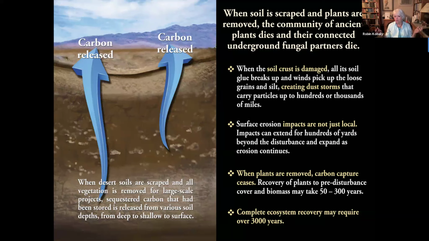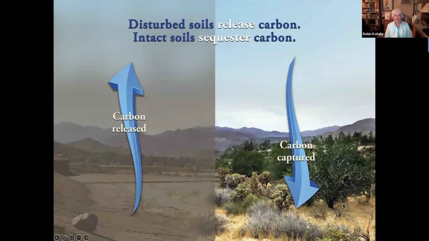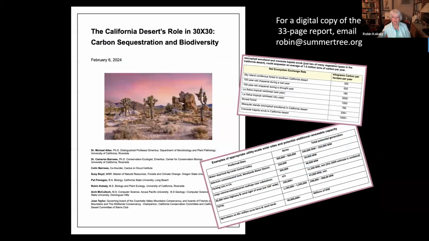But the plants you took out were probably, for a California juniper, 2,000 years old, all the way up to maybe 10,000 years old for the creosote that you took out. That ecosystem recovery is going to take probably over 3,000 years for maybe something we did in the desert that isn't even going to last us maybe 30 years. So it's kind of sobering to think about. So the bottom line is, disturbed soils release carbon and intact soils sequester carbon. It's just kind of that easy.